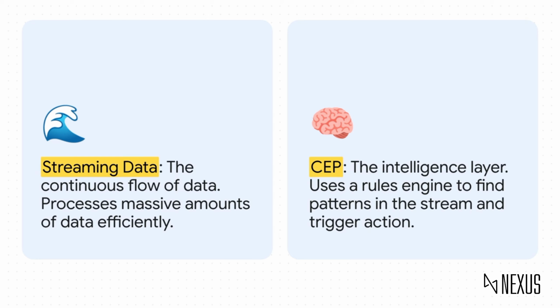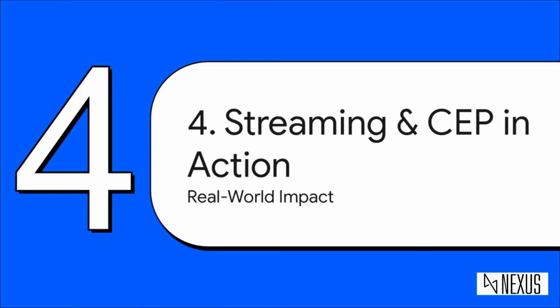So let's be crystal clear on the difference, because it's important. Streaming data is the foundation. It's the river itself, constantly flowing. It's all about processing that continuous flow of information. Complex event processing, or CEP, sits on top of that. It's like a smart system of sensors and gates along the river that's running on a set of rules. It looks for specific, complex patterns in the flow and knows exactly when to open the dam or redirect the water.